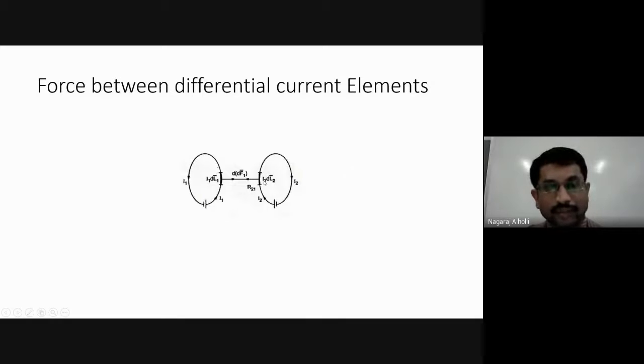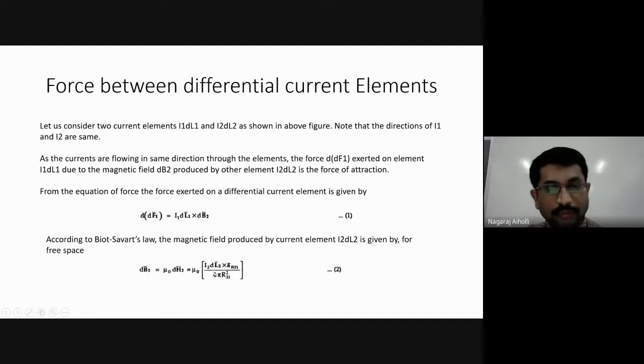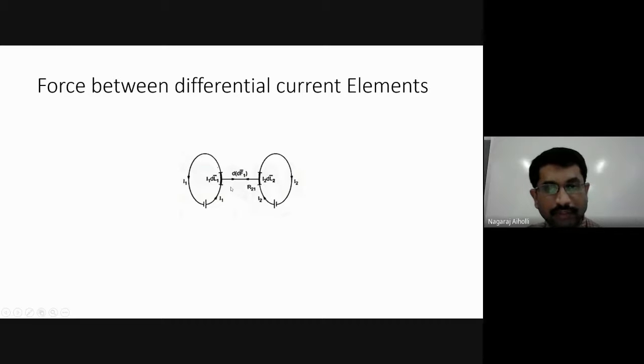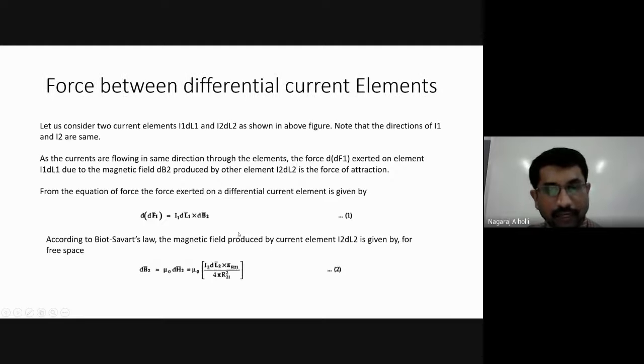That is, the source is the second current element and the destination is the first current element. Source to destination: source is second and the destination is first. So it is aR21 bar divided by 4 pi R21 square, where R21 is the distance vector from the second element to the first element. Take it as equation 2. This we have written using the Biot-Savart's law.